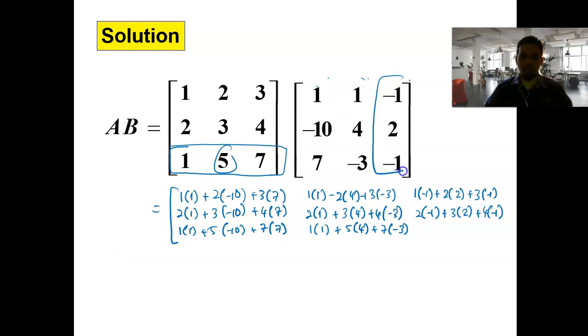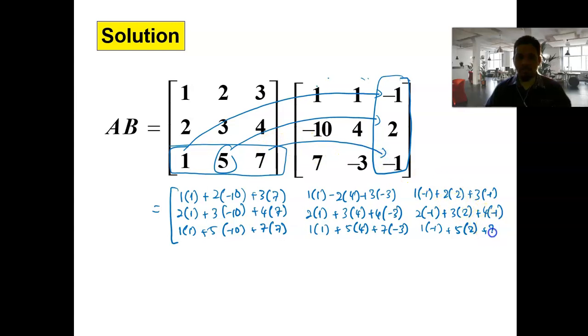And then multiply between the elements in row 3 and column 3 of the other matrix here: 1 multiplied with negative 1, then 5 times 2, plus 7 times negative 1.